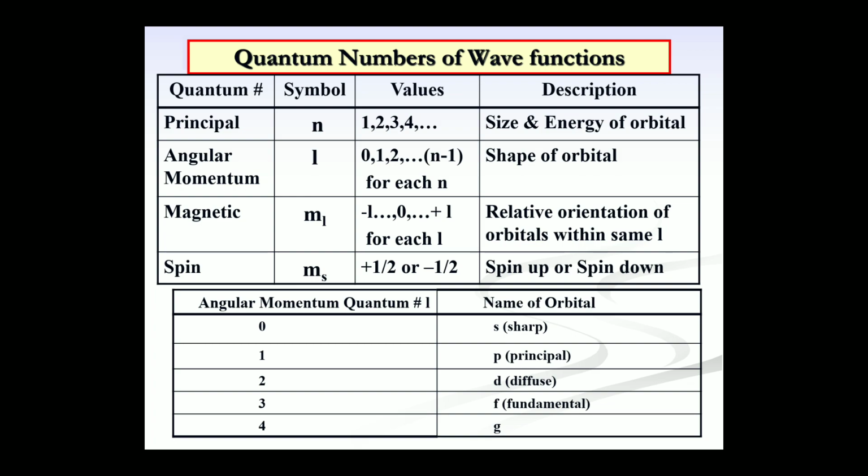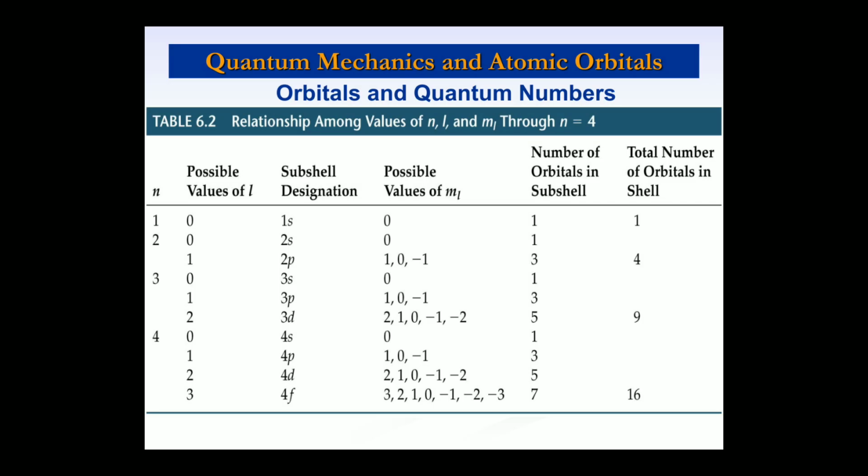Now talking about the shape of the orbital or the name of the orbital, that is s, p, d, f. S is sharp, p is principal, d is diffuse, and f is fundamental. Now you can see this table, which shows the relationship among the values of n, L and ml through n equal to 4. Here you can see, if n is equal to 1, the possible value of L, subshell designation, possible value of ml, number of orbitals in the subshell and total number of orbitals in the shell.